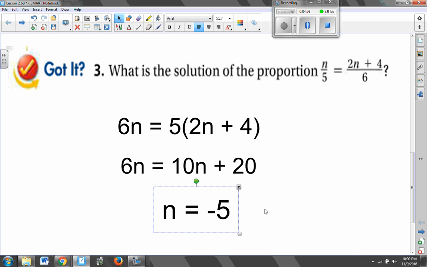Now, if you have questions about solving these proportions where there's variables on both sides and some numbers added and subtracted to the variables, please make a note to ask me in class tomorrow.